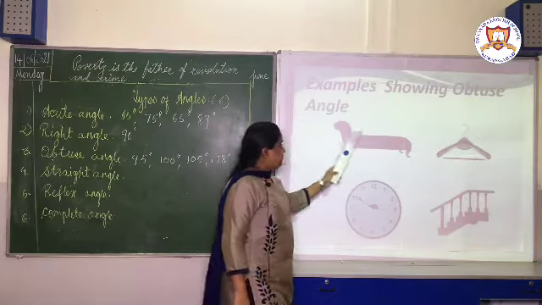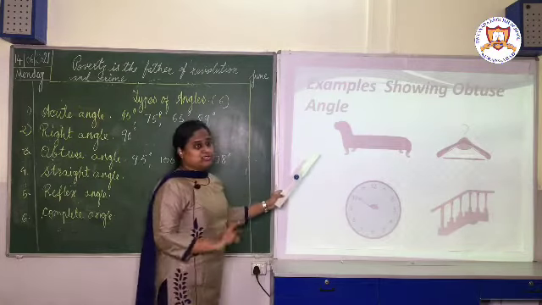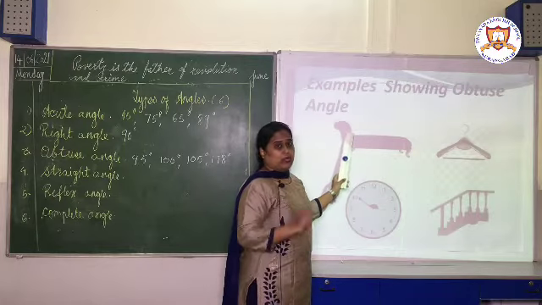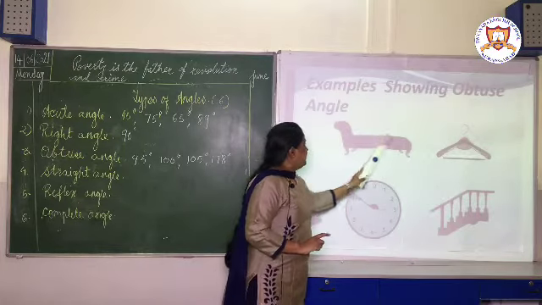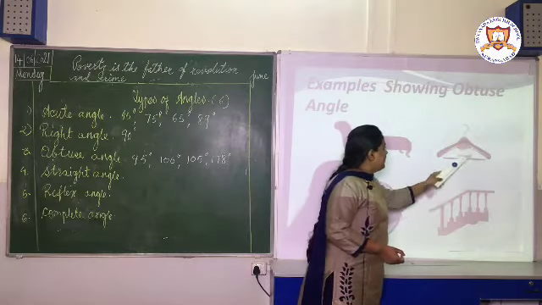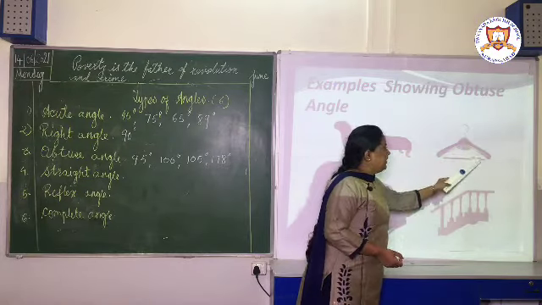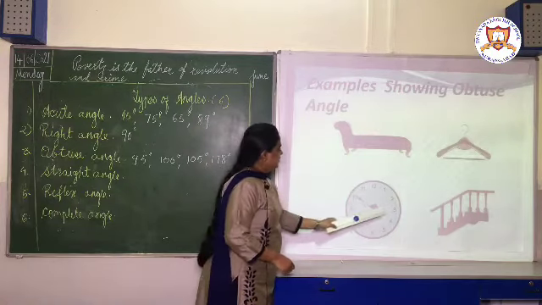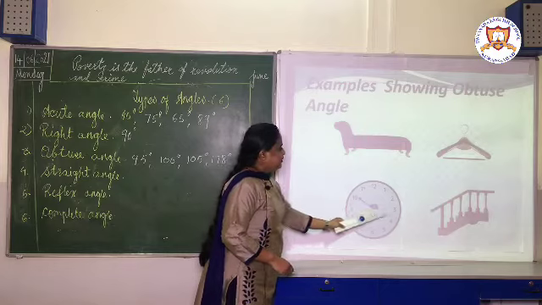Okay, obtuse angle means what? The angle whose measure is greater than 90 degrees but less than 180 degrees. Correct. So here you can see in her house hangers are there. In hangers also we can find the obtuse angle. Same way here, the clock, here also we can see the obtuse angle.